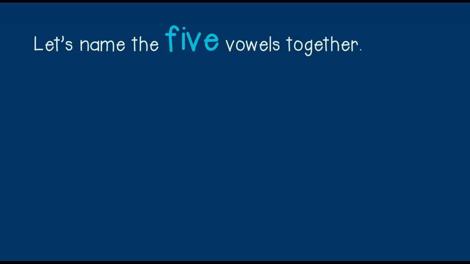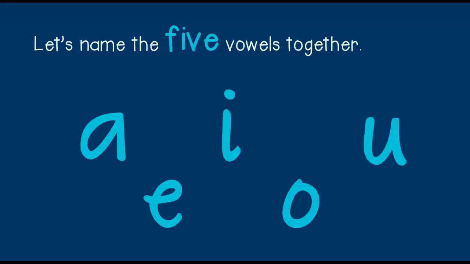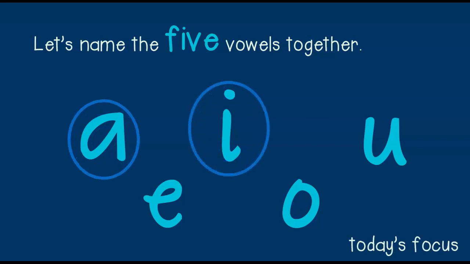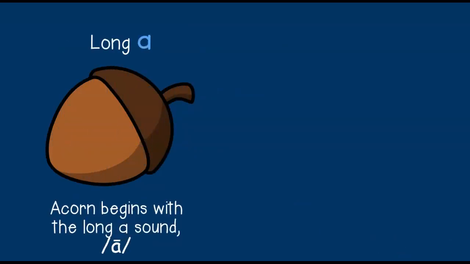Okay, boys and girls, let's name the 5 vowels that we've been talking about over the last few weeks together. Good old A, E, I, O, and U. This week, if you recall, we are going to be focusing on the long A sound and the long I sound. And when it's a long vowel sound, they make the sound of their own letter. They say their own name.